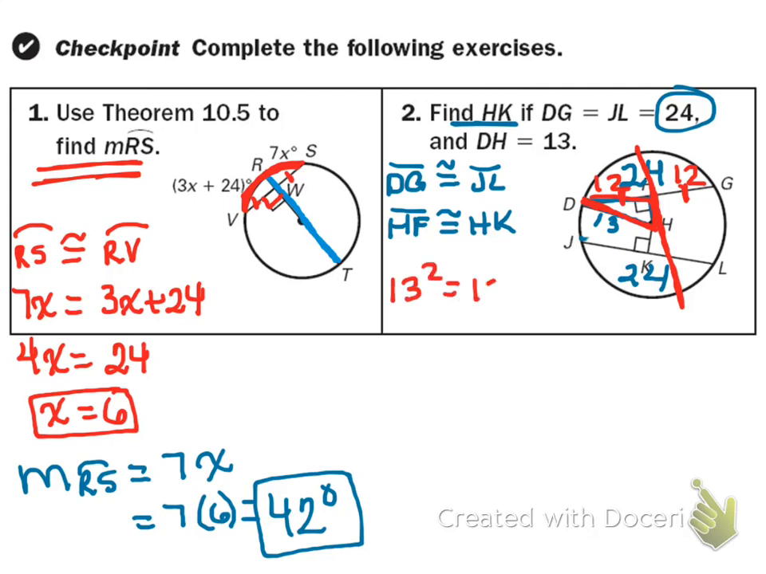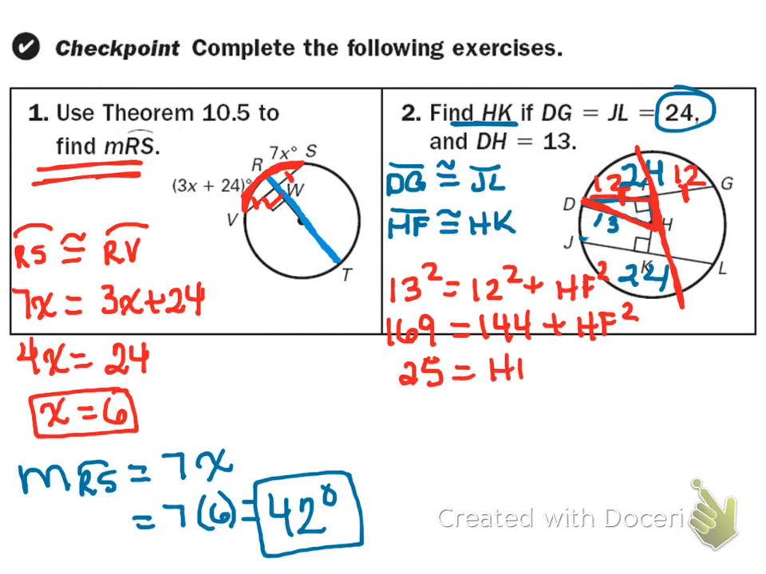Then it would be equal to a leg squared plus a leg squared. One of the legs there is HF. Simplified, 13 squared is 169. That would be equal to 12 squared, 144, plus HF squared. Subtract 144 from both sides, you would be left with 25 is equal to HF squared. Take the square root of both sides, so we want the square root of 25 is equal to HF. So 5 is equal to HF.